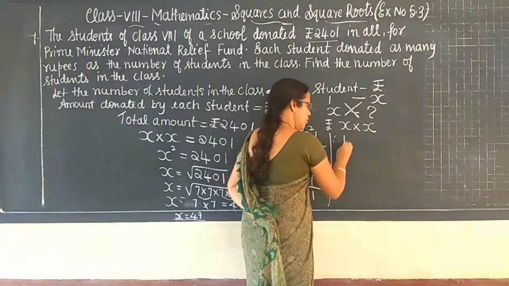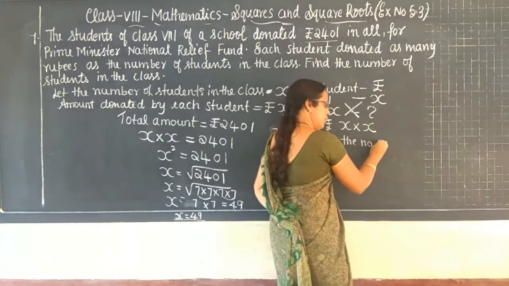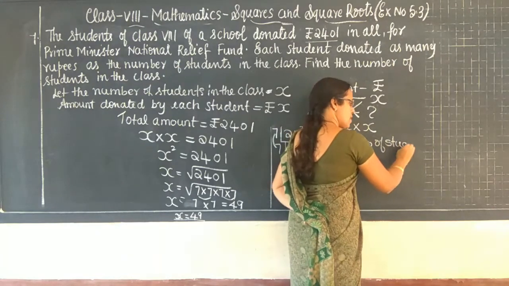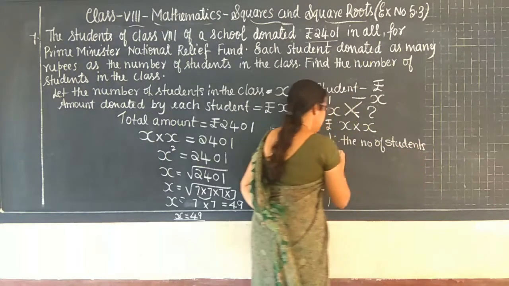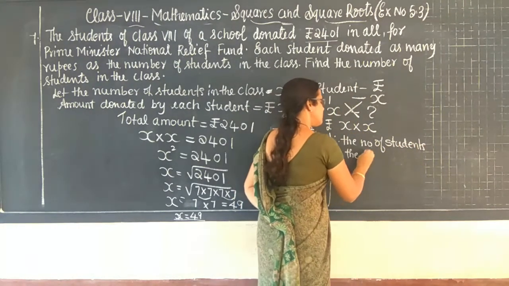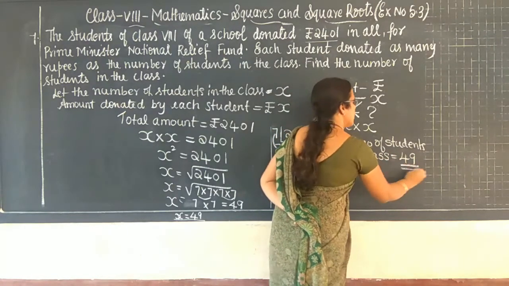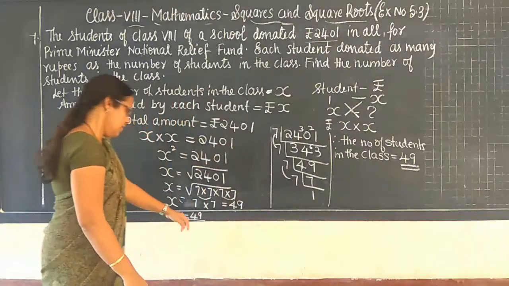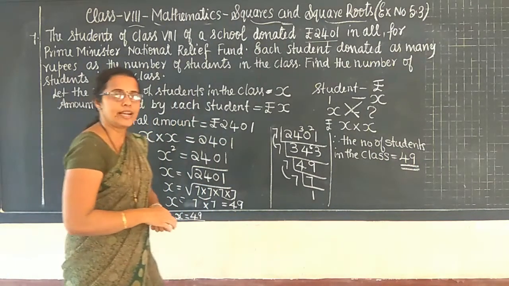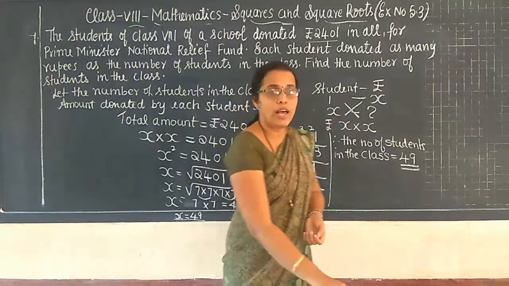Therefore, the number of students in the class is 49. How many students are there in the class? 49 students are there in the class. Okay children? Hope you all understood.